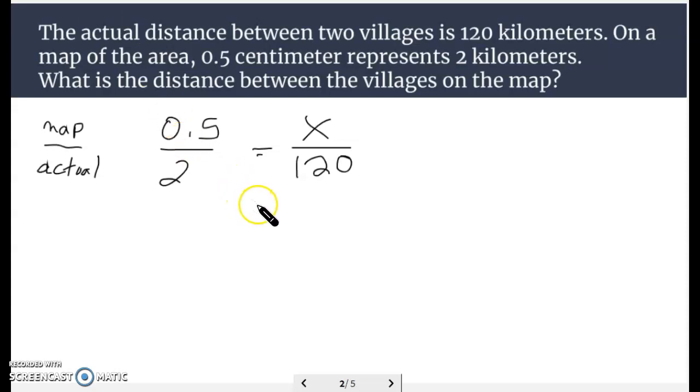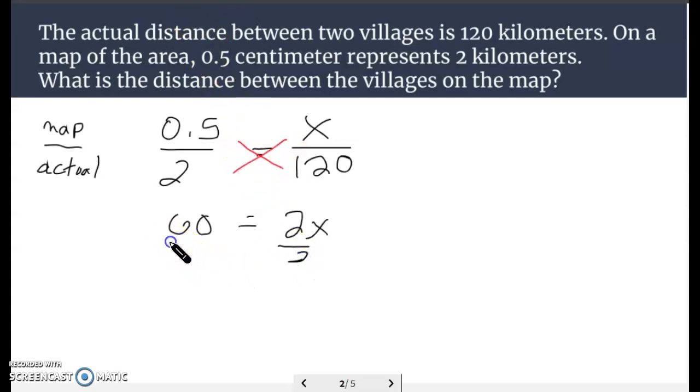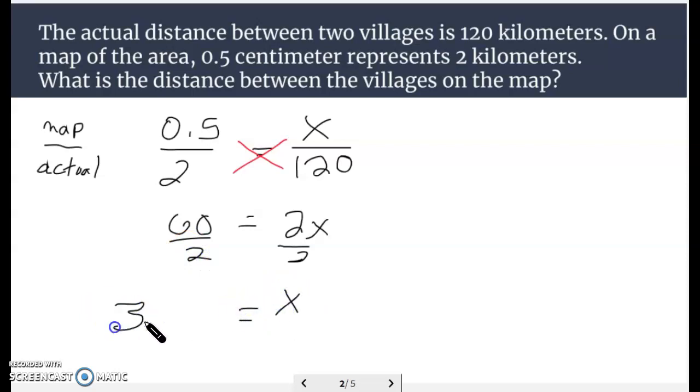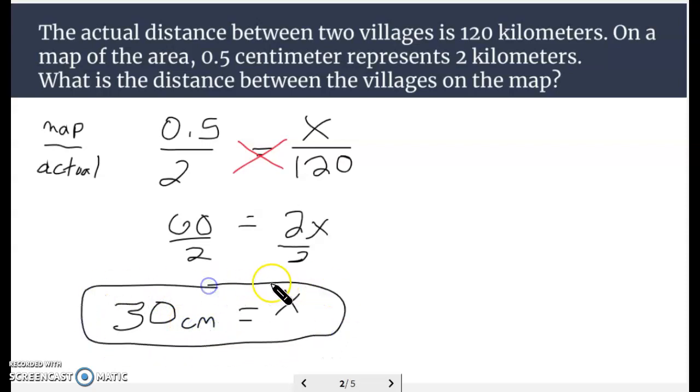All right, a little crisscross multiply. 0.5 times 120 is 60. 2 times x is 2x. And again, we got that from crisscross multiply. Divide by 2, divide by 2. x is equal to 30. On the map, it's only 30 centimeters between the two villages.